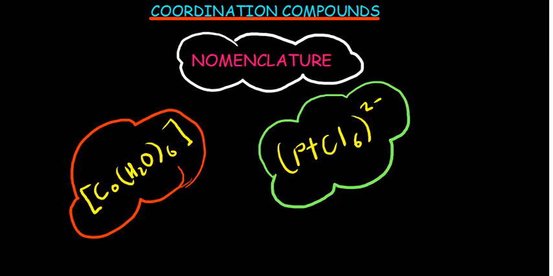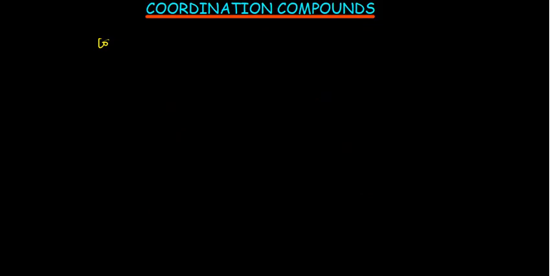We go over the understanding of coordination compounds and also the nomenclature, or how to name them. A coordination compound consists of a complex ion and a counter ion, or just any other ion that is present together with a complex ion. So, complex ion and also counter ion.